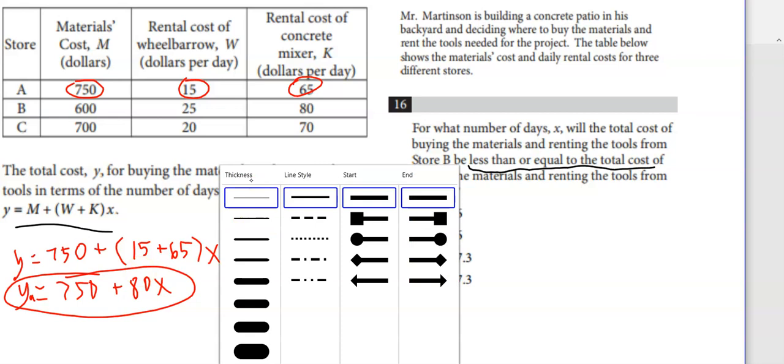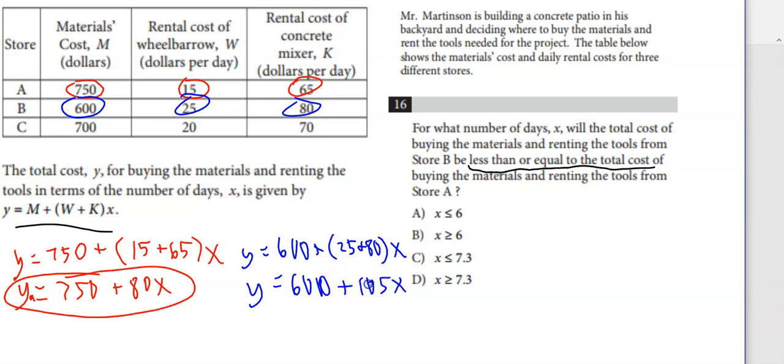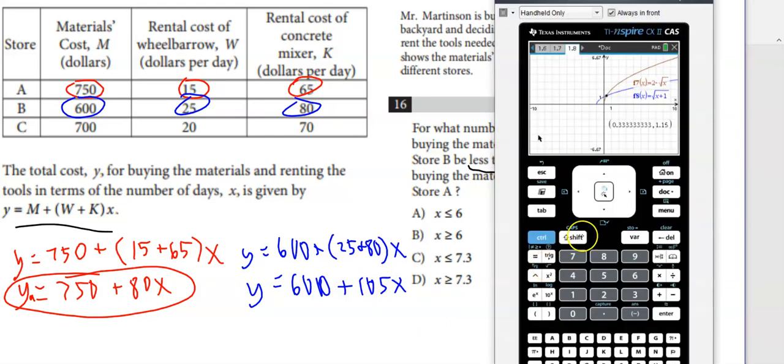Okay, let's do the other one. So B is this one, so that'd be Y equals 600 plus 25 plus 80 times X. So Y equals 600 plus 105X. I really like to find their intersection points. I'd like to see what the graph looks like here. So let's just graph it. This kind of goes along with our lesson today, actually. So 750 plus 80X. Wow, I even got that one in red. It's a tie-in right there. This one is 600 plus 105X. This is blue. It's a good day.